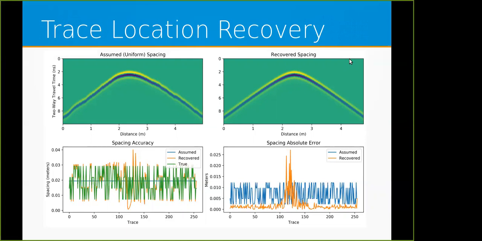This is because the sensitivity of the diffraction moveout to changes in horizontal location at the apex is very small. That's why we see a relatively flat top on the diffraction. So if the sensitivity is low, then accurately recovering that horizontal location is going to be very difficult. So how does this relate to snow?